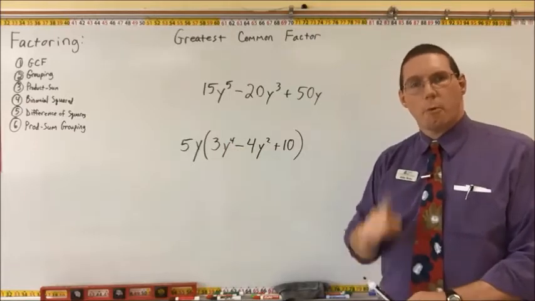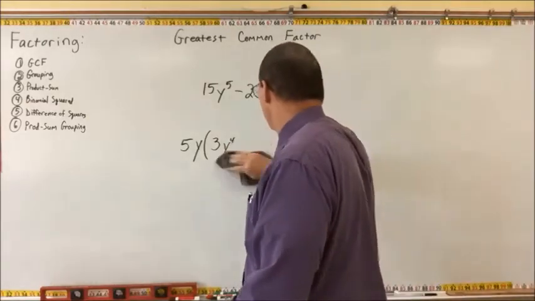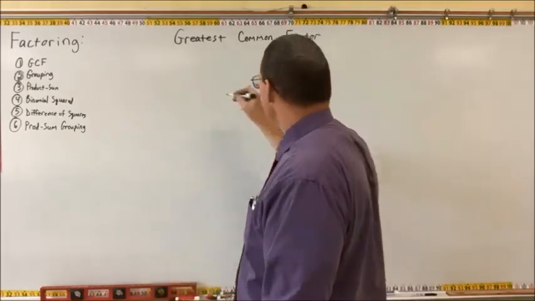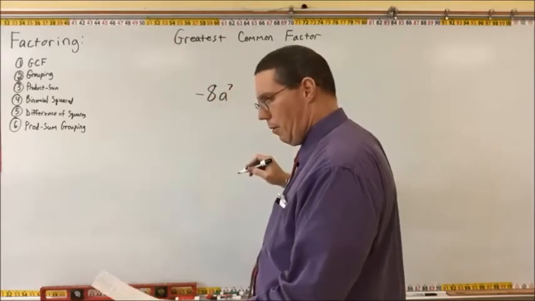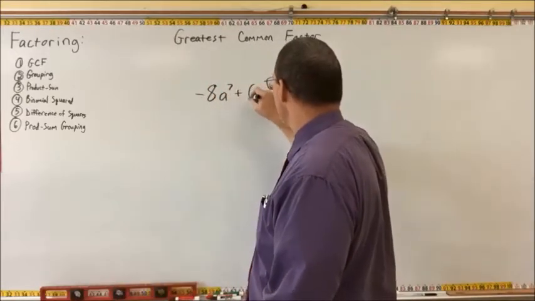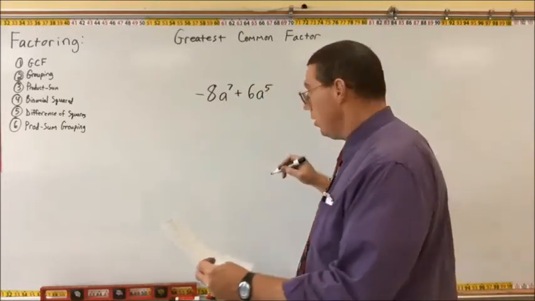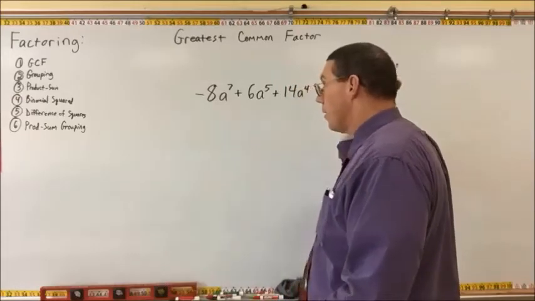Let's do just a couple more. And I have one more thing to show you about doing a greatest common factor. Let's see here. Let's say that we have negative 8a to the 7th power plus 6a to the 5th power plus 14a to the 4th power.